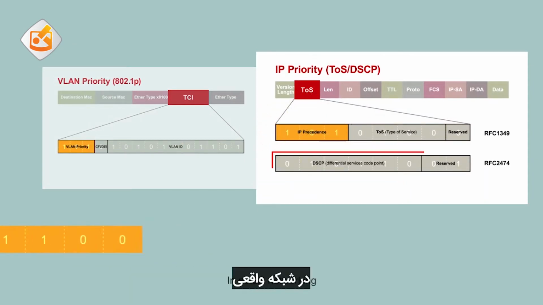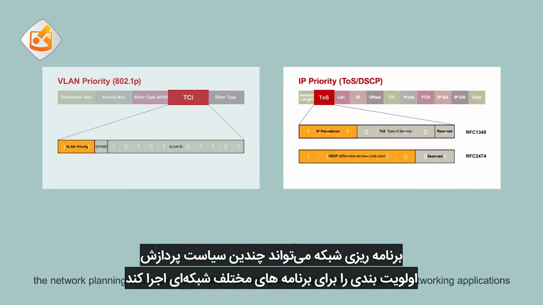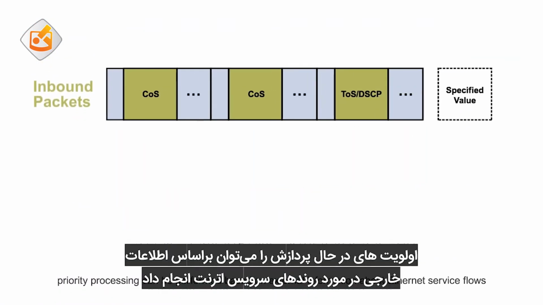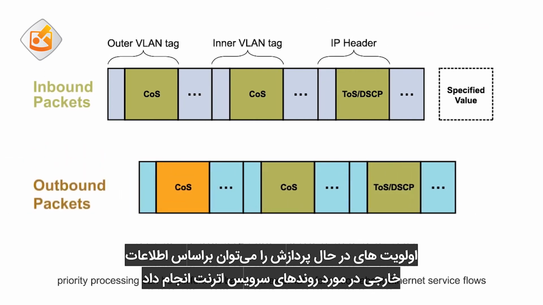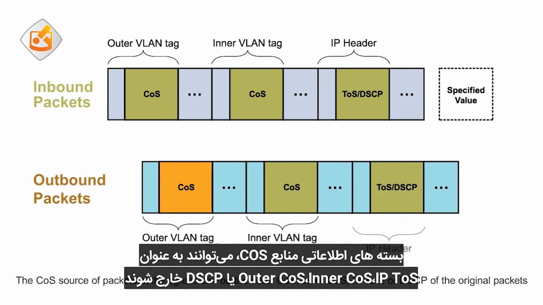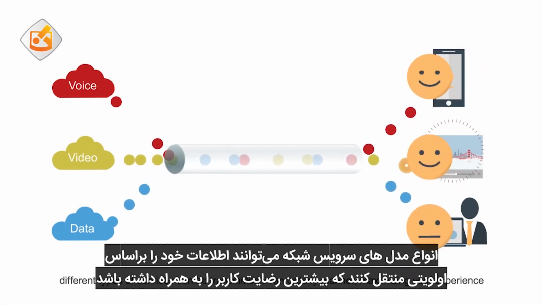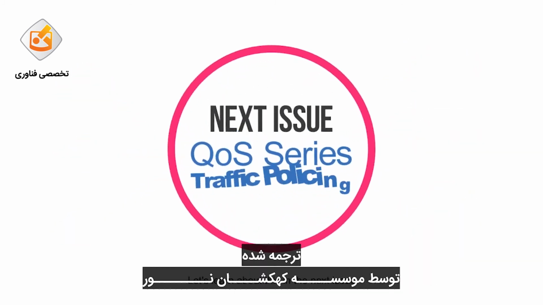In actual networking, the network planning can implement multiple priority processing policies for various networking applications. For example, in Layer 2 networks, priority processing can be performed based on external information about Ethernet service flows. The priority source of packets at the egress can be the outer priority, inner priority, IP TOS, or DSCP of the original packets. With proper network planning and processing, different types of services can be transmitted in an orderly manner, maximizing user experience. Let's learn about this in the next issue.